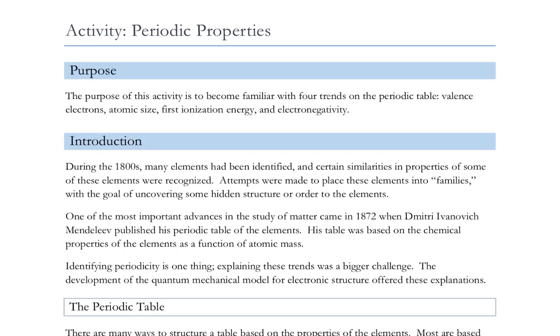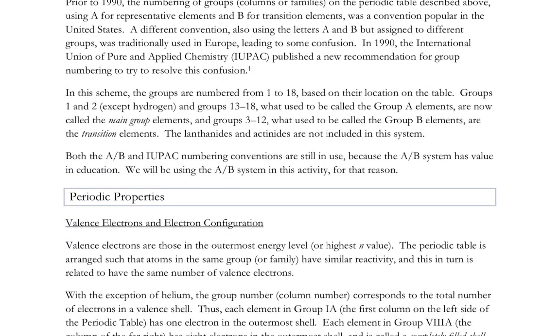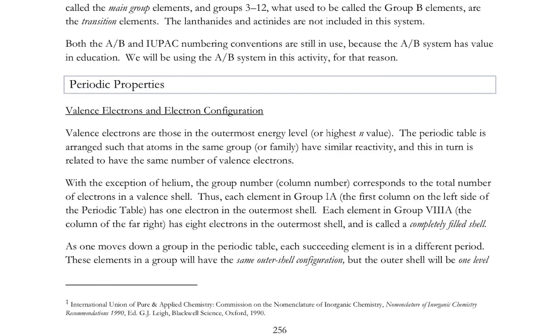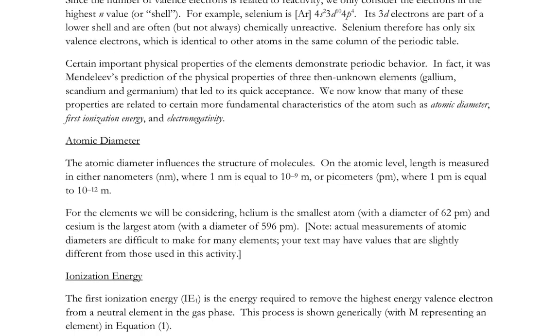For the periodic properties activity, we are working with 4 trends on the periodic table. We are working with the valence electron trend. That's a pretty easy one. As we go from left to right, it simply increases. Atomic diameter: as we go from left to right along a given period, it decreases. As we go down a group, it increases.